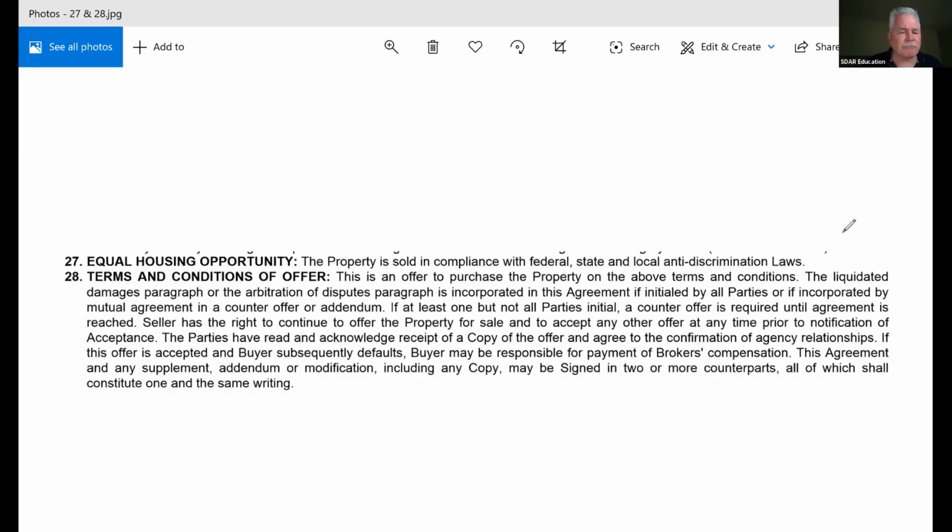But at the end of the day, I must also confirm agency, and I'm going to just say it 3 times in the purchase agreement, okay? If this offer is accepted and the buyer subsequently defaults, buyer may be responsible for payment of the broker's compensation. Okay, and so what do we always say? I never say you will lose your deposit. I've never said that. I will always say your deposit is at risk. And so here I am, looking at similar type of language. Buyer may be responsible for payment of broker's compensation.